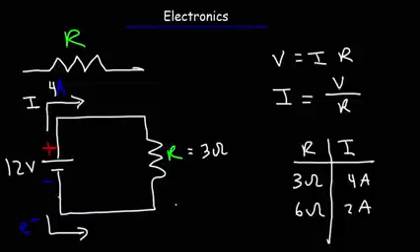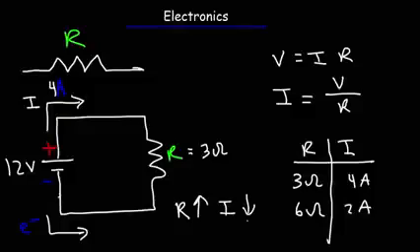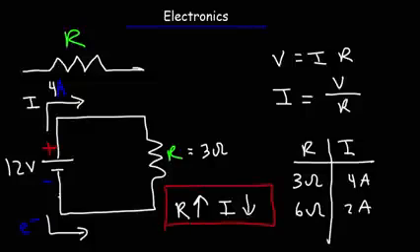And so note the relationship between resistance and current. If we increase the resistance in a circuit, the current decreases. And so we could use this device to control the amount of current that is flowing in a circuit. If you want to increase the current, you can decrease the resistance. If you wish to decrease the current, increase the resistance.